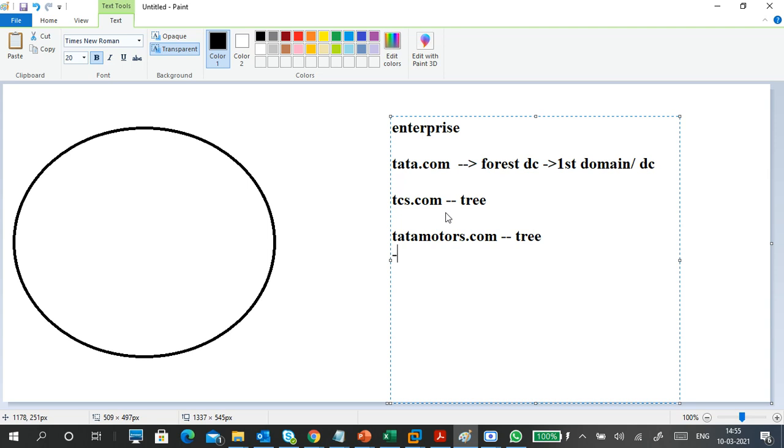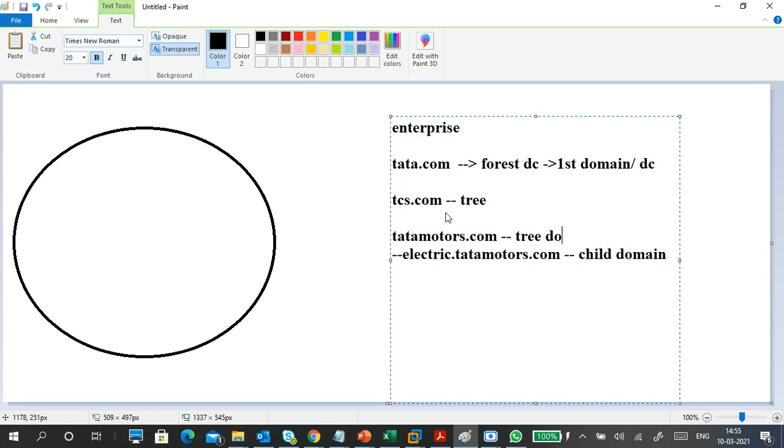For example, under Tata Motors, I have a separate sub branch. Currently electric cars are also coming, right? So I put electric.TataMotors.com. This is called a child domain.